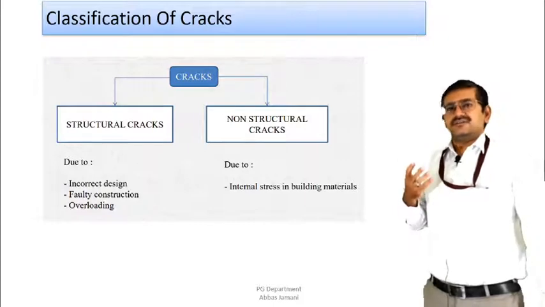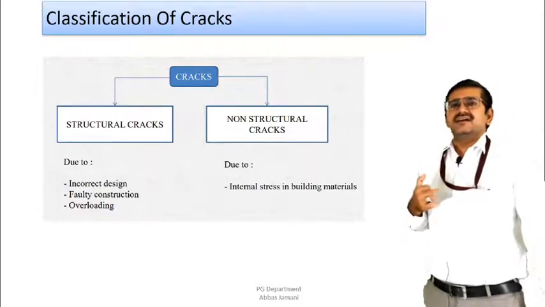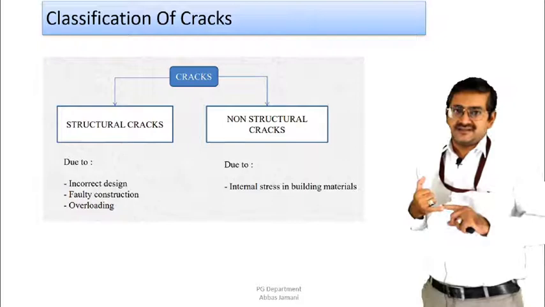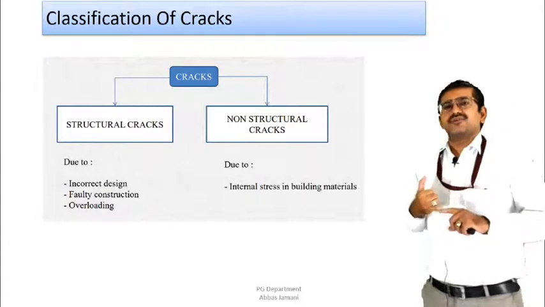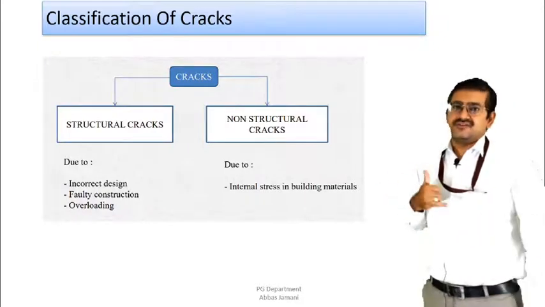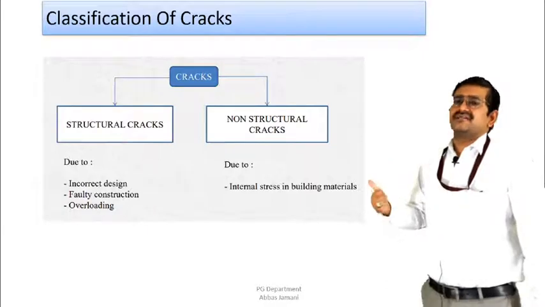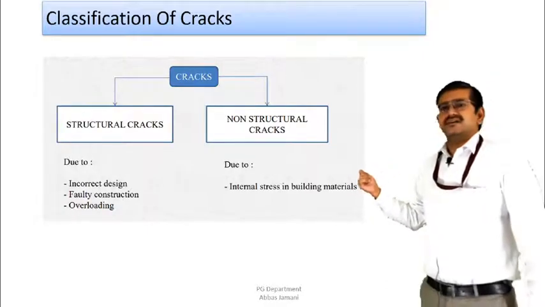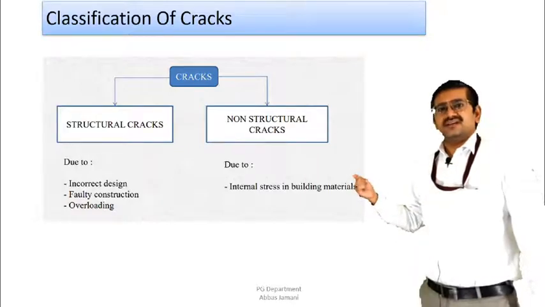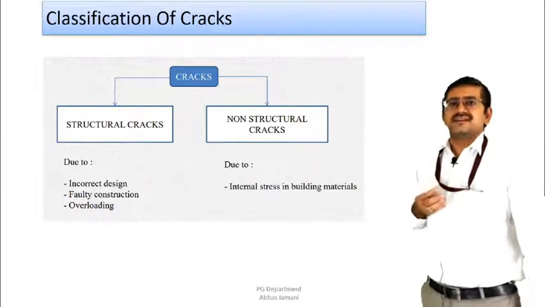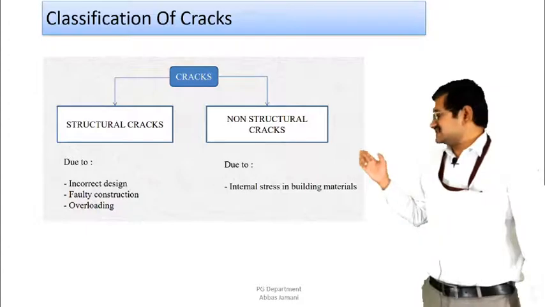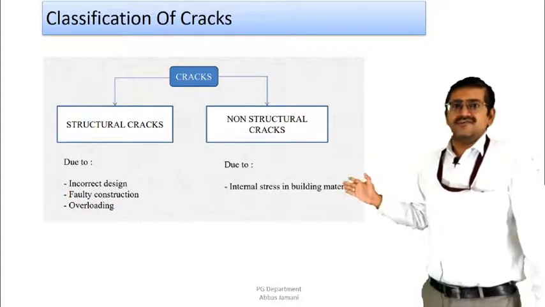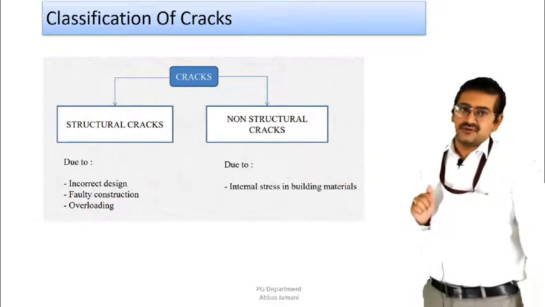So two things are important. First, in which element the crack is occurring, and second, what the location of this particular crack is. Both are important to understand whether the crack can be classified as a structural crack or non-structural. However, if we look at the reasons due to which structural cracks can occur, there can be several reasons, but if we list only three basic reasons, the first is incorrect design, second is faulty construction practices, and third is overloading, right?